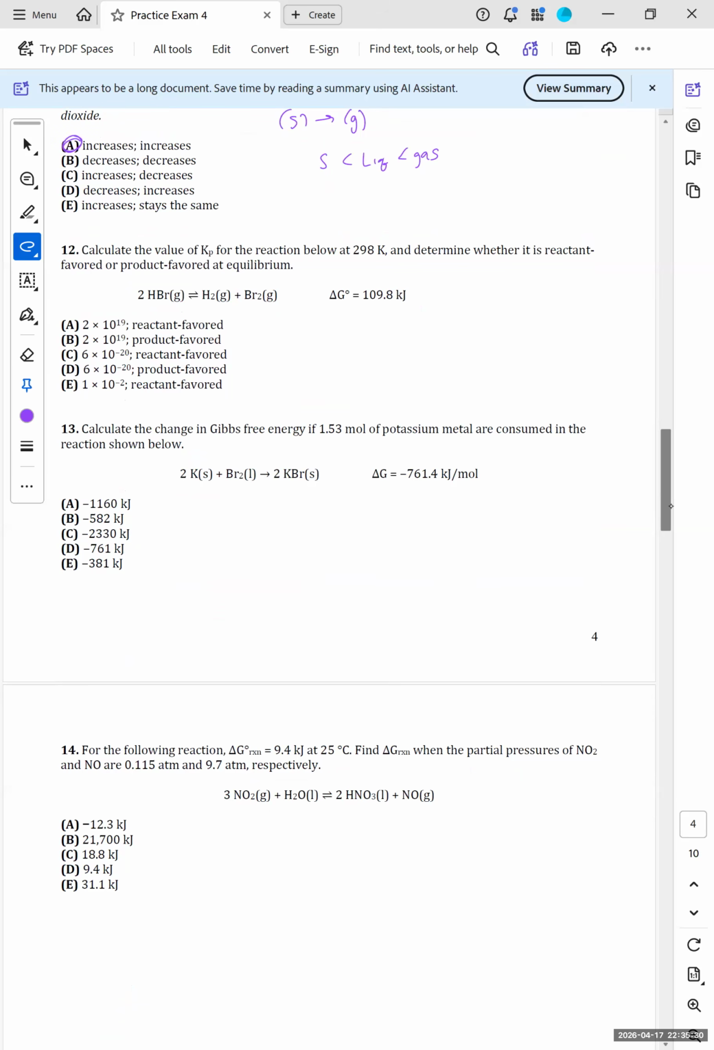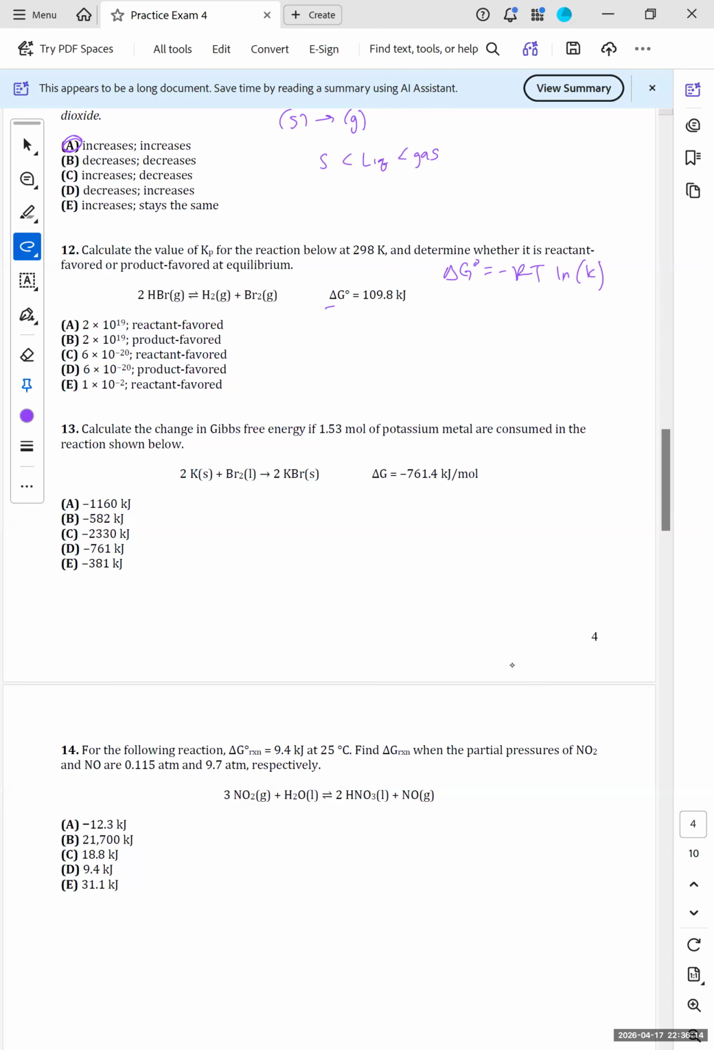Calculate the value of Kp for the reaction below at 298 Kelvin, and whether it's reactant favored or product favored. Okay. So this one is asking to connect the logic of Gibbs free energy and the equilibrium constant. So this is on the exam information sheet. So you're given enough information to use one of the formulas on the sheet. So looking at what information we were given, I think I need to use delta G naught is equal to negative RT log of K.